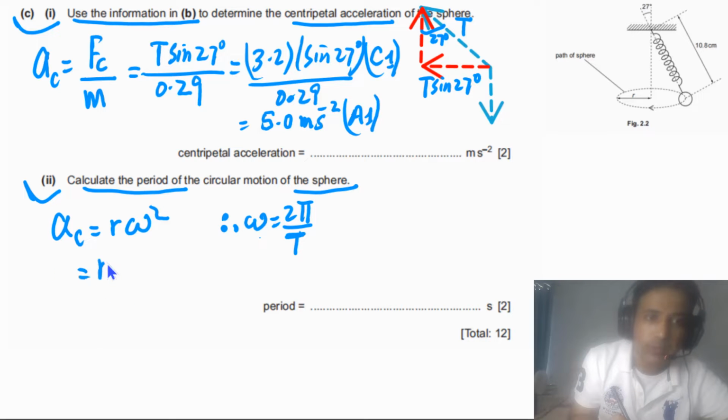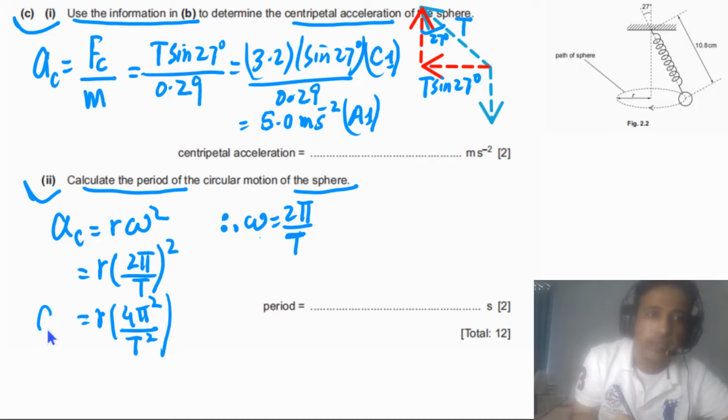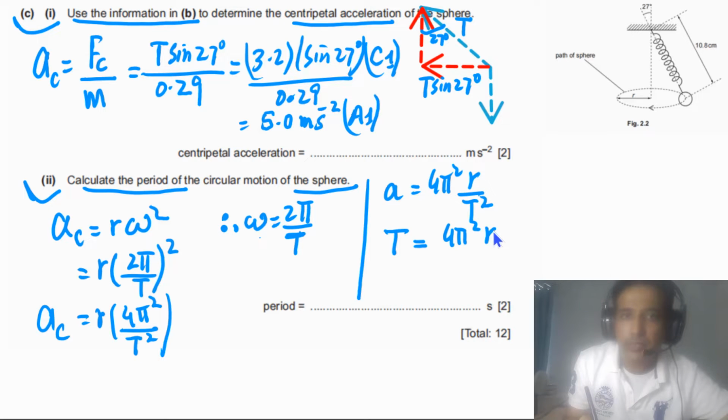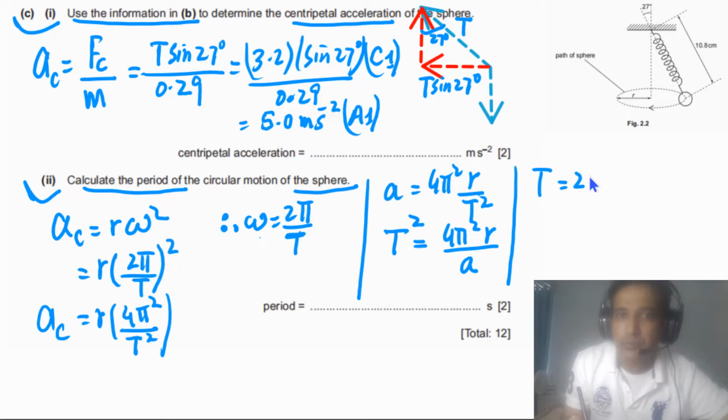Now simply we can replace omega with 2 pi over T, and if we simplify this one, we will get r times 4 pi squared over T squared, and here we have a. We can rewrite here, so we can say a is equal to 4 pi squared r divided by T squared. For this question we need to calculate the time period, so we need to make T the subject. So we can write down here 4 pi squared r divided by a is T squared, but we need T, so we will take the root on both sides. So here we will get 2 pi times the square root of r divided by a.